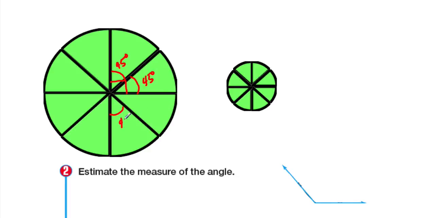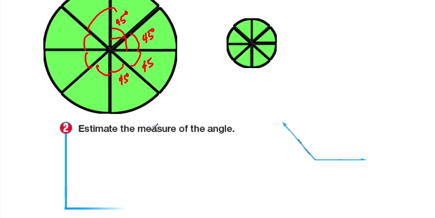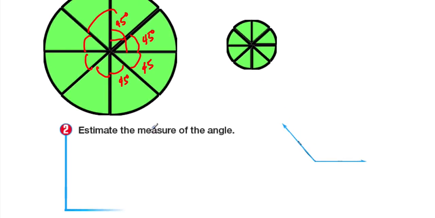That's 45, that's 45, that's 45. This is also 45, 45, 45, and 45. Those are all 45-degree angles. And we will use those slices, as they call them, of our circle to be able to estimate an angle. Okay, let's take a look at example number 2. We want to estimate the measure of this angle right here. So what we're going to do is get the same circle. I just made it smaller, and we're going to find out.